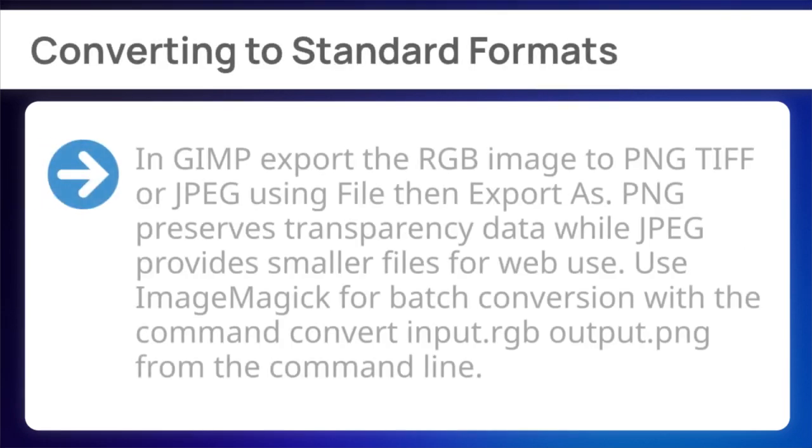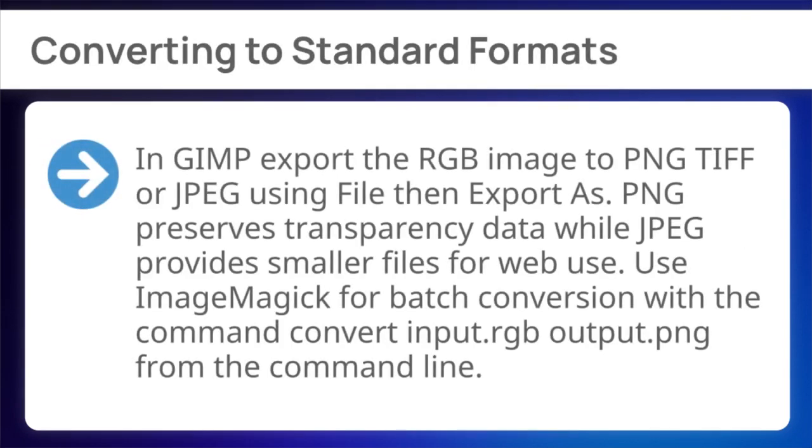Next, converting to standard formats. In GIMP, export the RGB image to PNG, TIFF, or JPEG using File then Export As. PNG preserves the transparency data while JPEG provides smaller files for web use. Use ImageMagick for batch conversion with the command convert input.rgb output.png from the command line.